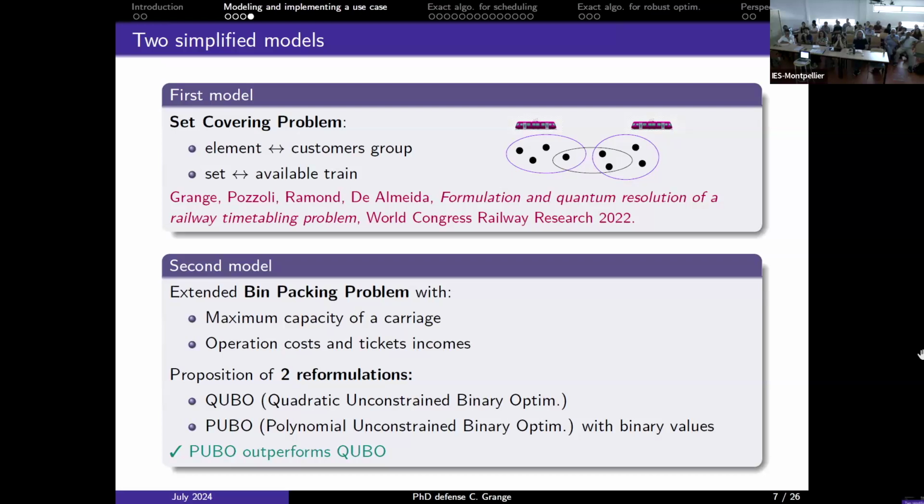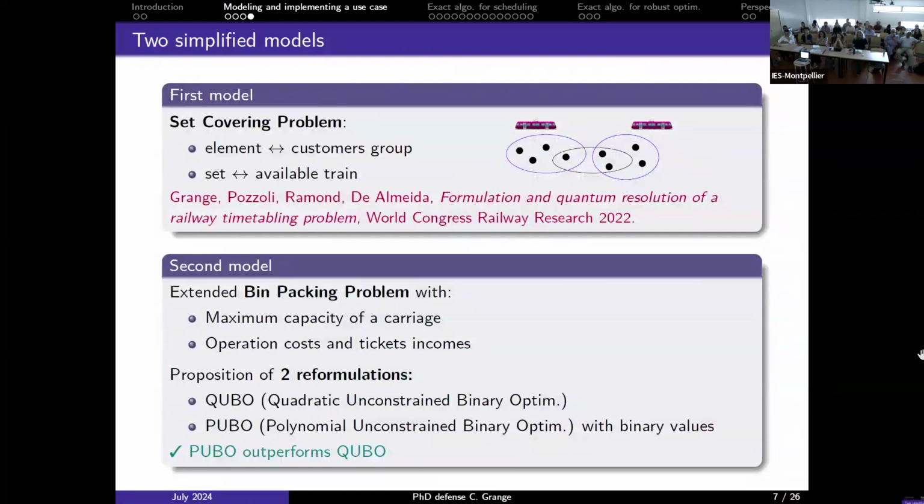And we also propose a second formulation, which is HUBO, so it's QUBO with a polynomial instead of quadratic. We don't require the objective function to be quadratic. And we show that the HUBO formulation outperforms the QUBO formulation, both in terms of number of qubits required for the instance, for the resolution, and also on the quality of the solution.